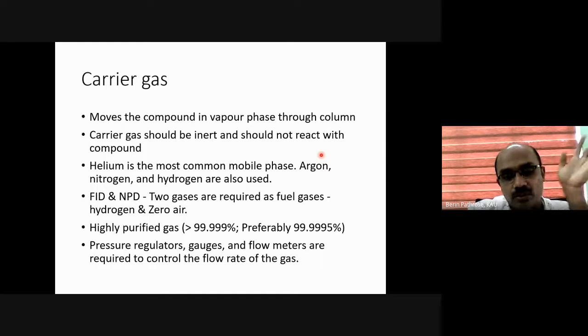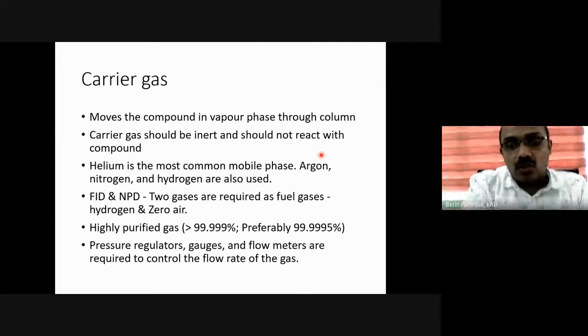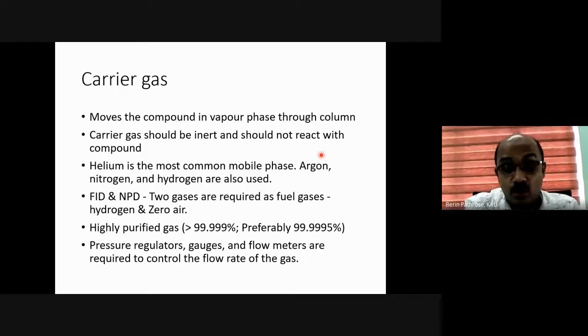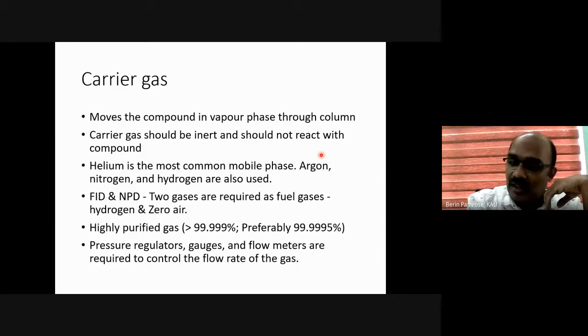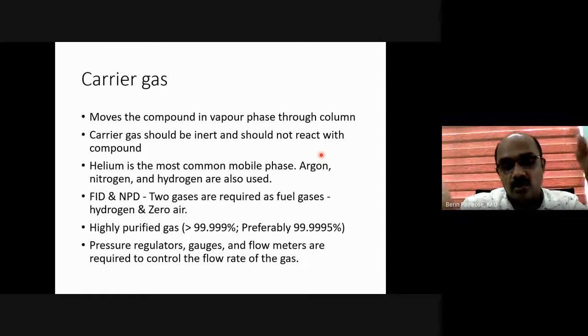Zero is nothing but the source of oxygen, that is air. And whatever gas we normally use should be of very high purity, 99.999% purity. For GCMS and all, we usually say we need 99.99995% purity. Extremely pure gas should be used because we are going for very trace analysis. And as I told you, pressure regulators, pressure gauges, flow meters, etc. are there to control the flow of the gas.